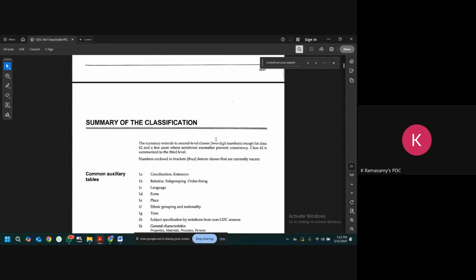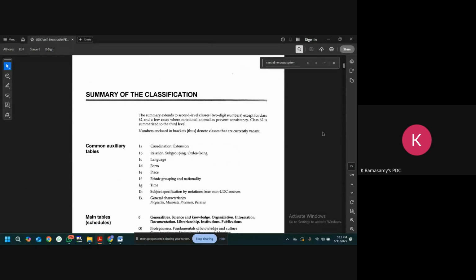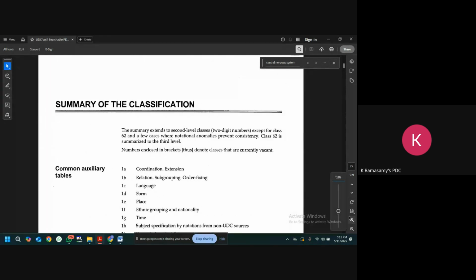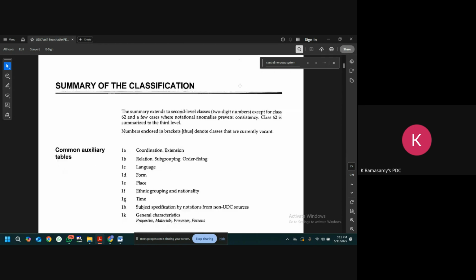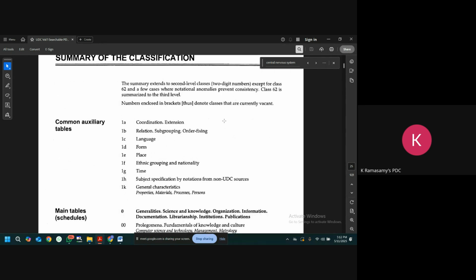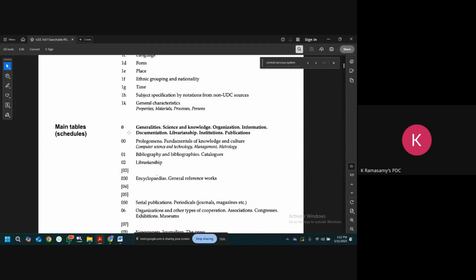Then, we have the summary of the classification. In fact, a summary is given in both volumes, volume 1 and volume 2. Just like in DDC, where we have first summary, second summary, third summary, the same way UDC also provides a few pages of the summary of classification. First, they listed the common auxiliary tables, starting from 1A to 1K. Then the main table starts with 0 because it is based on DDC. So you can see the similarities, the similar way of organizing the world of knowledge into 10 different divisions.